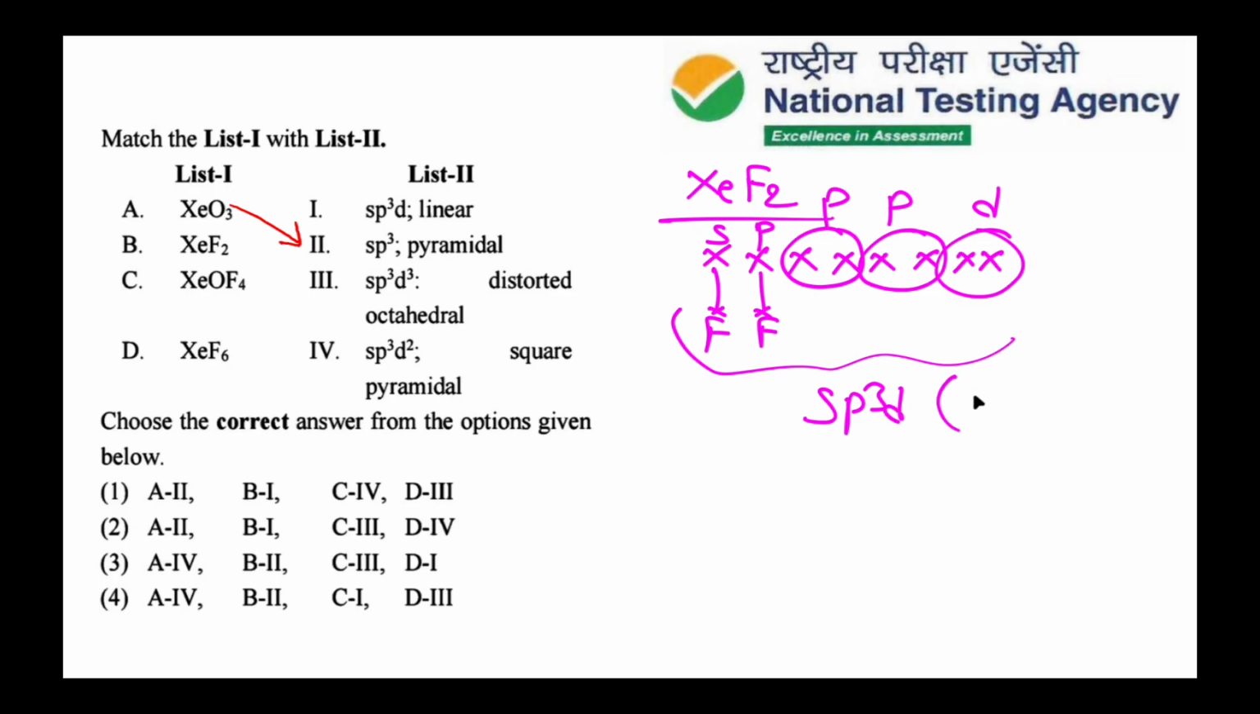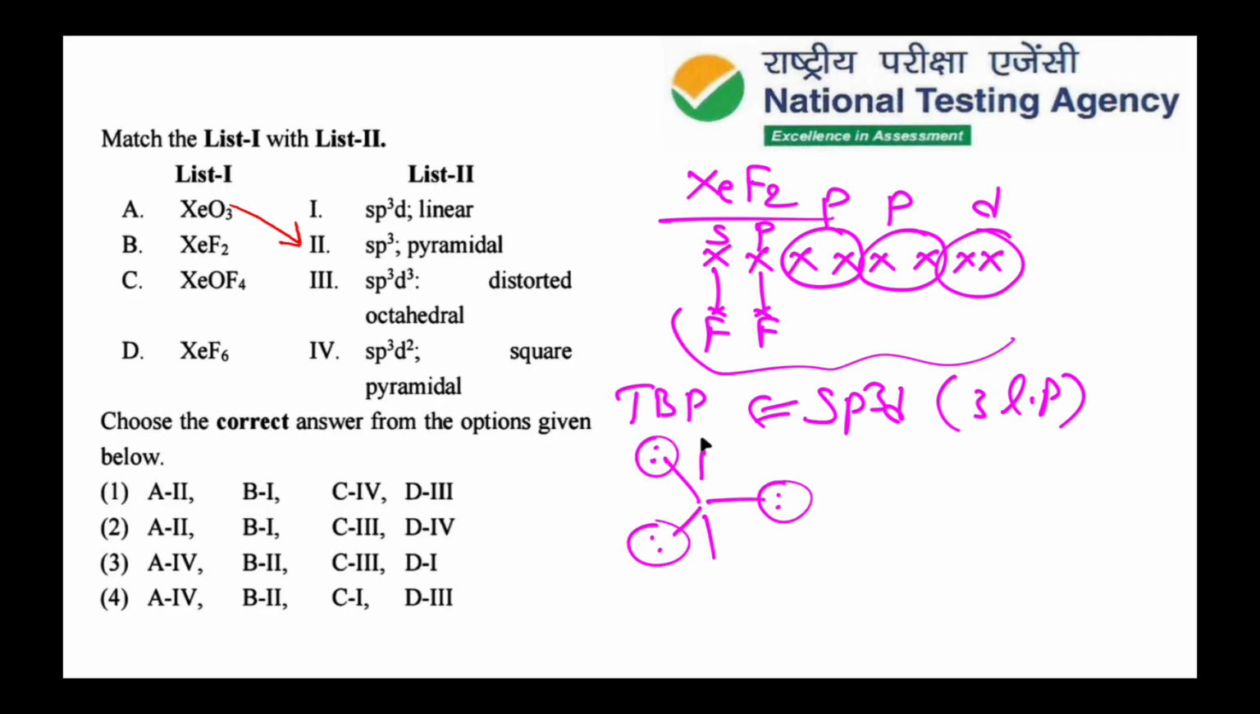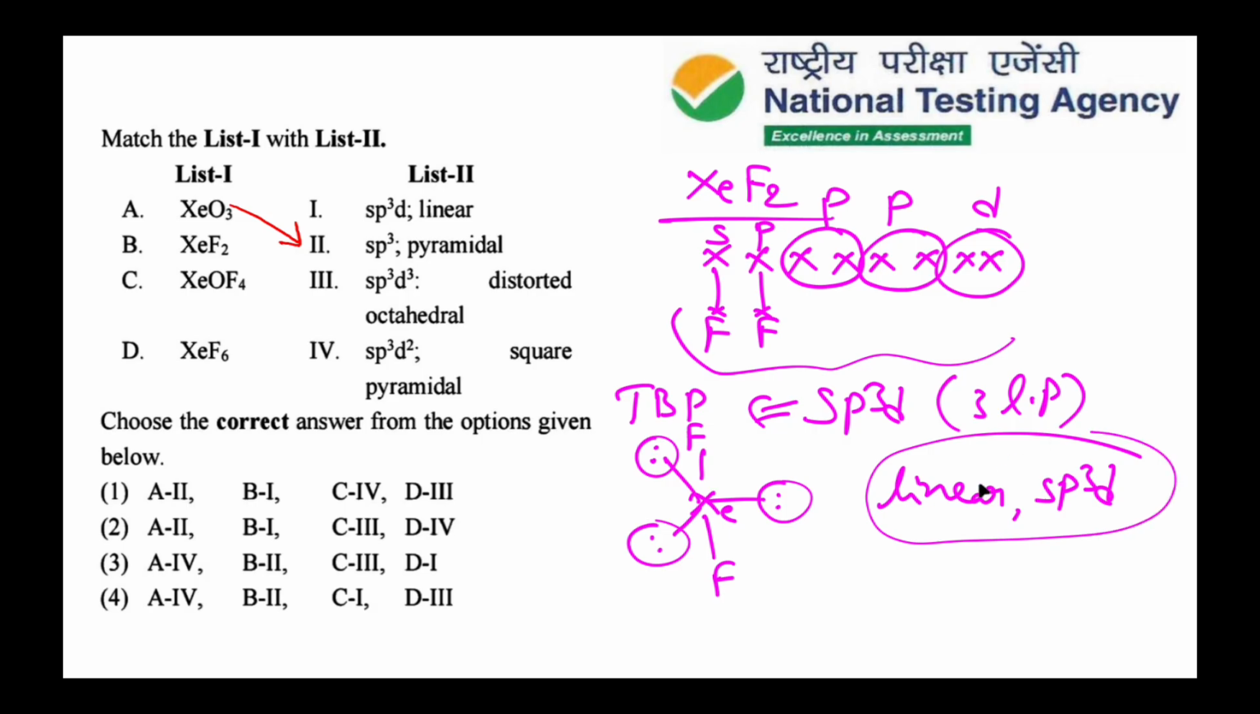For sp3d, how many lone pairs? 3 lone pairs. Generally sp3d shape is trigonal bipyramidal. But here 3 lone pairs occupy the 3 equatorial positions. The remaining is linear, so xenon has a linear shape. So XeF2 is linear and sp3d hybridization containing 3 lone pairs.